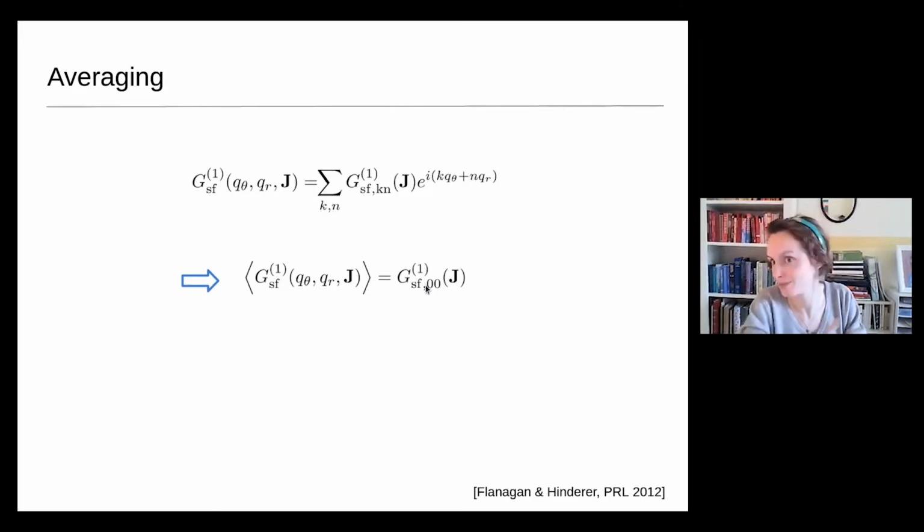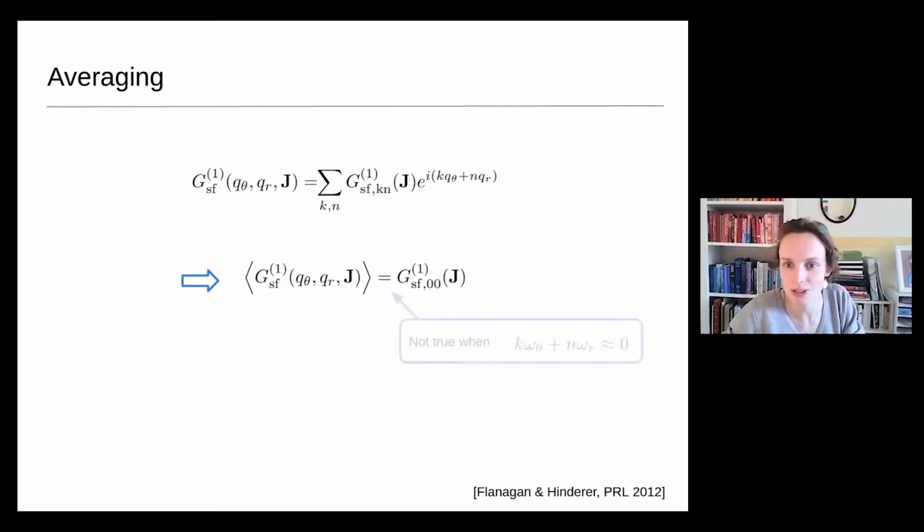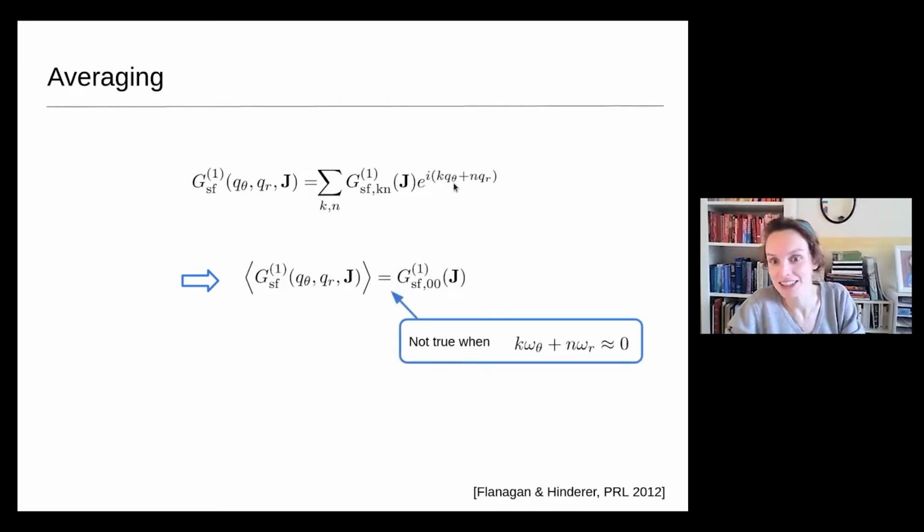Now, this is generically true, except of course when this term doesn't oscillate, or in other words, when its time derivative is 0. The time derivative of q theta by definition was omega theta, and the time derivative of qr was omega r. So whenever this is 0, that exponential is also not oscillating. Whenever these frequencies become commensurate, when you average out, you shouldn't just look at the 0,0 piece, but also the coefficient corresponding to the integers k and n for which this is true.